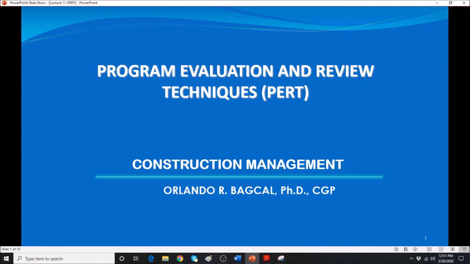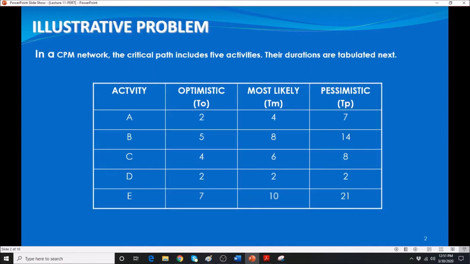All right, so that's a little bit of background of program evaluation and review technique, and it's commonly used for industrial types of projects. The critical path method is commonly used for any type of project, particularly for vertical construction.